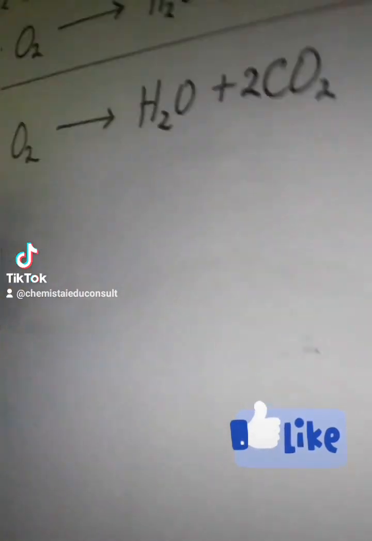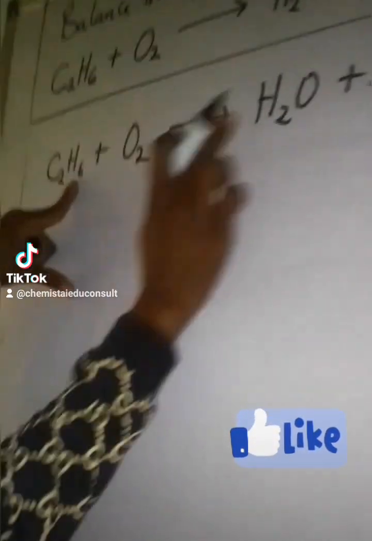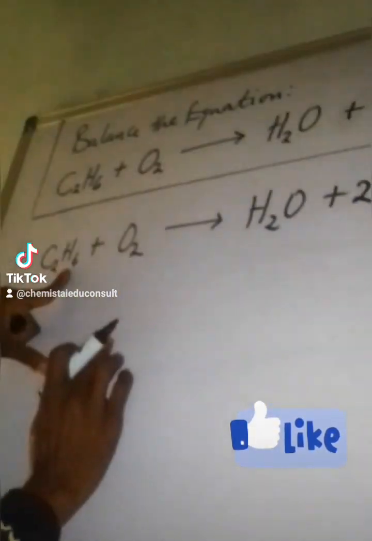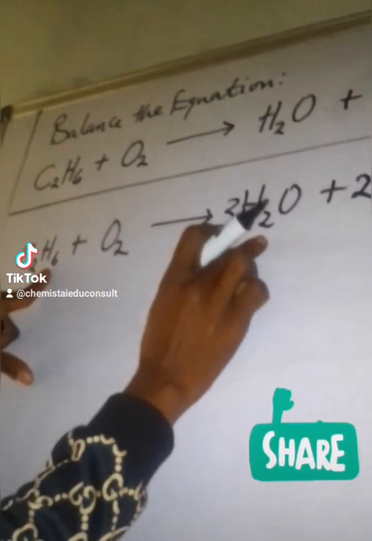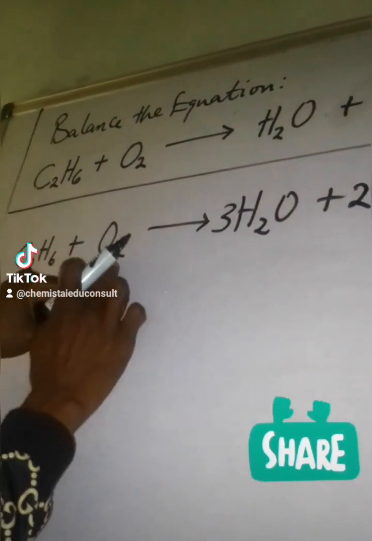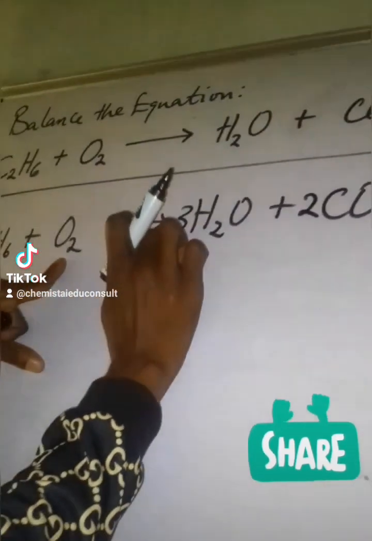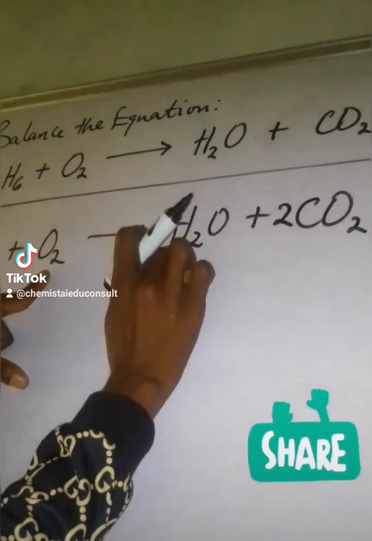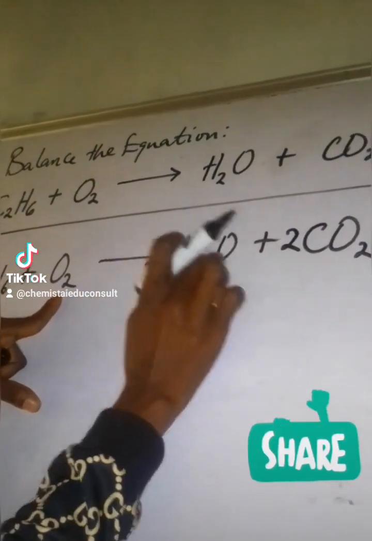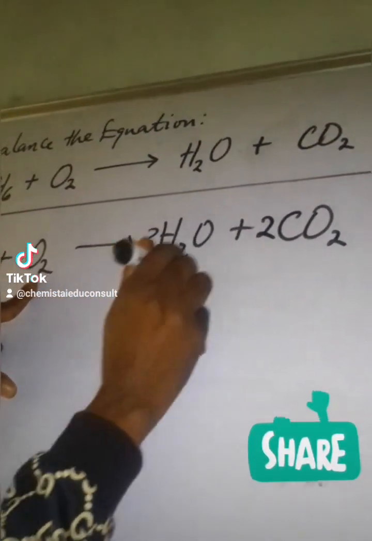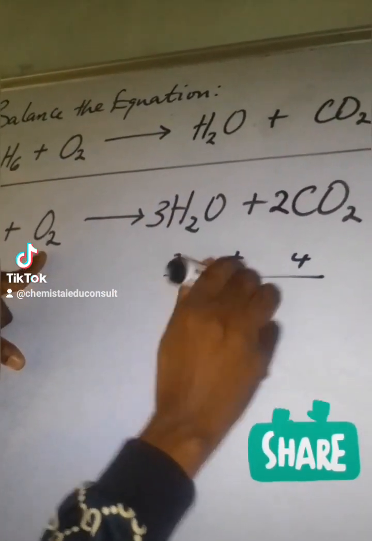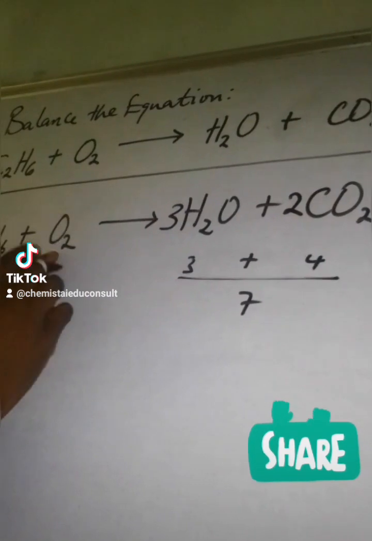We come to hydrogen. Hydrogen is 6. Here, it is 2. So, what do you multiply 2 with to get 6? And that is 3. 3 times 2, 6. Hydrogen is conserved. Oxygen is 2 at the left, but here, this 3, remember, it governs both hydrogen and oxygen. So as hydrogen is 3 times 2, 6, oxygen is 3 times 1, 3. Oxygen is 3 here, plus 2 times 2, 4. So the total number of oxygen here is 7, while the number of oxygen here is 2.